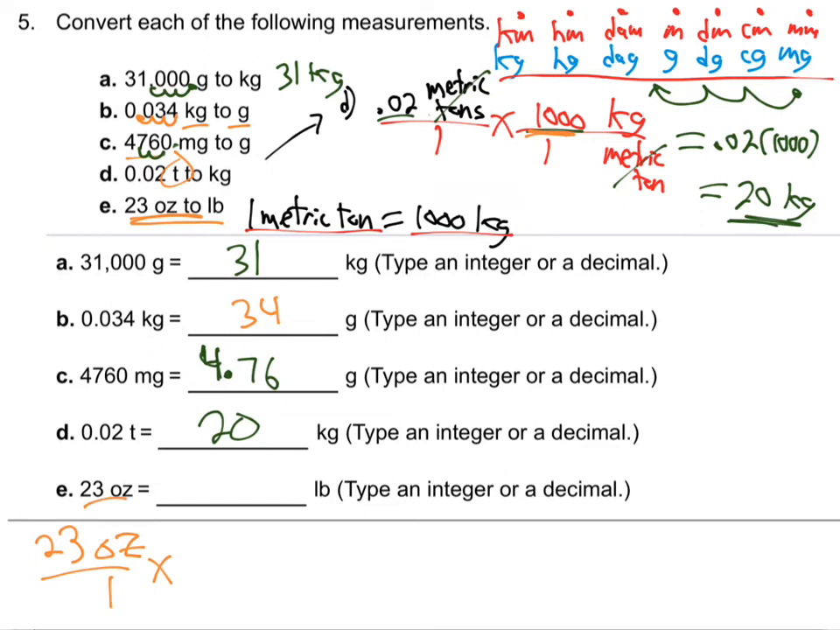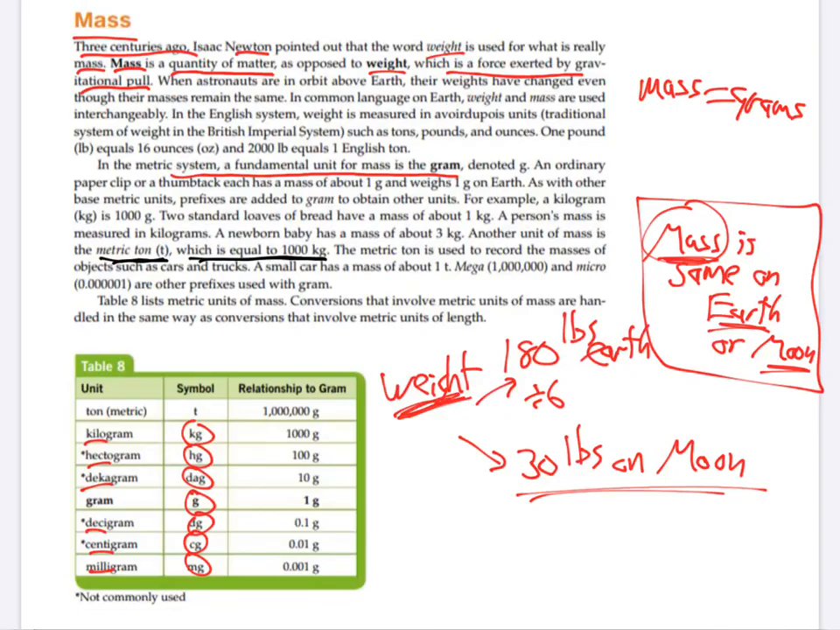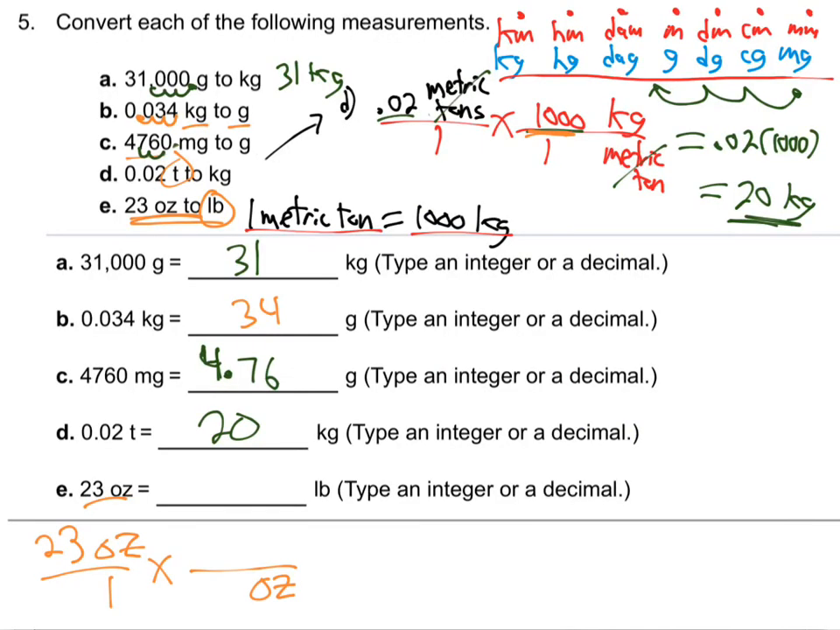All right, so now down here it's English. 23 ounces, going to multiply, going to put ounces on the bottom. What am I trying to go to? Pounds. Do you know the conversion there? I'll go back here if you're not sure. It says 1 pound equals 16 ounces. Do you remember that? So 1 pound is 16 ounces. Ounces cancel.